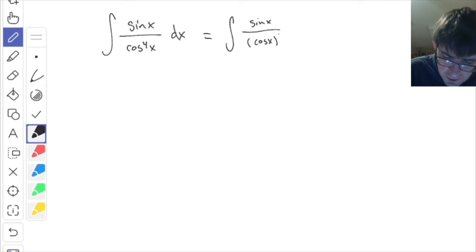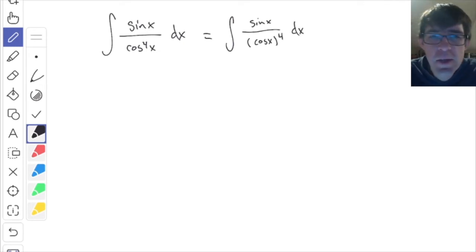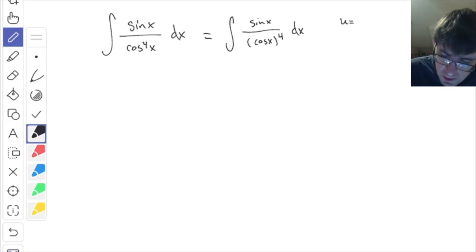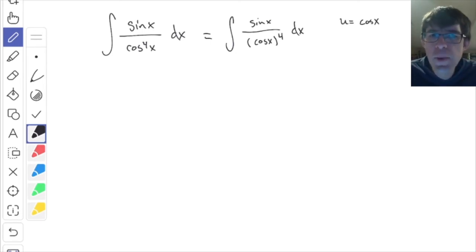This is what I was trying to refer to when I said maybe there's some sort of hidden parentheses. Cosine to the 4x really means cosine of x to the power 4. And now maybe it's a little clearer what we should choose to be the inside of something. We're going to choose u to be cosine x. You might be a little worried about what's going to happen with the sine x. Well, we'll see. We'll work it out.